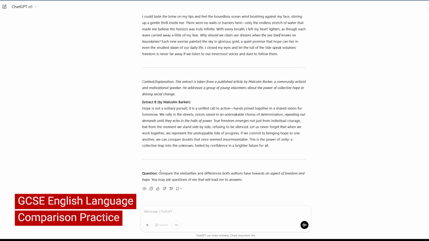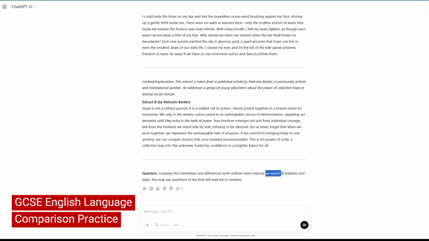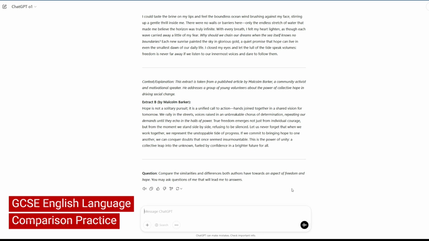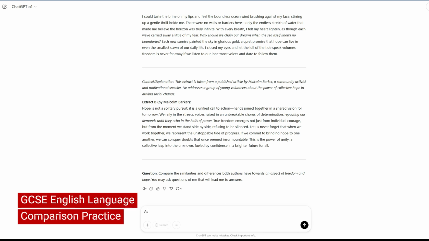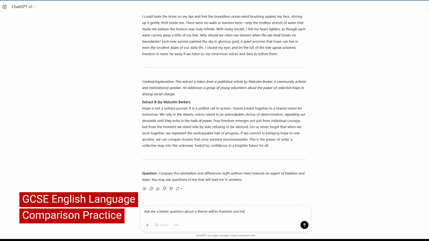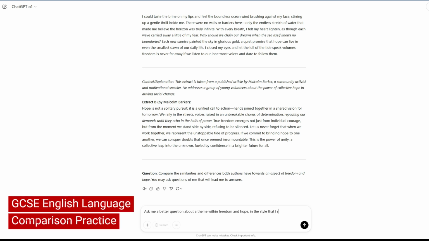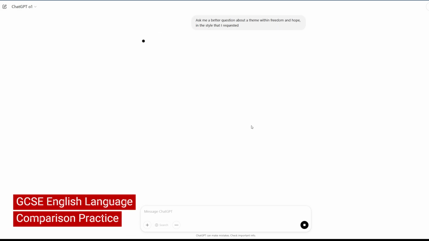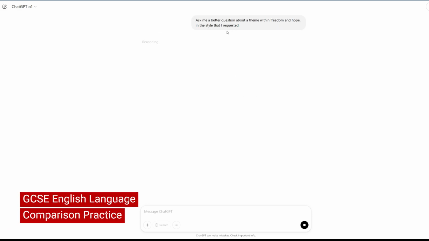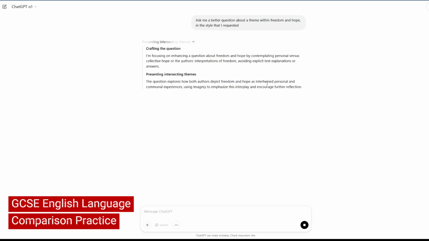So it said, compare the similarities both authors have towards an aspect of freedom and hope. So in this case, you would say, okay, what aspect? So let's try and get this thing to ask us a better question. So ask me a better question about a theme within freedom and hope in the style that I requested. Again, it's going to think about this for a little while. Let's see what it does.